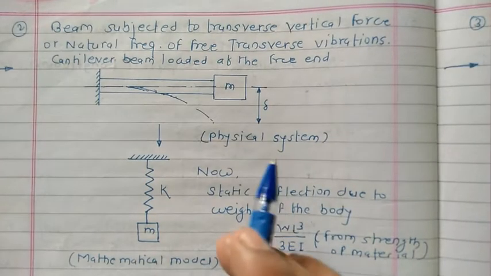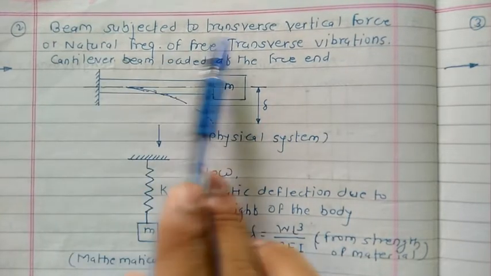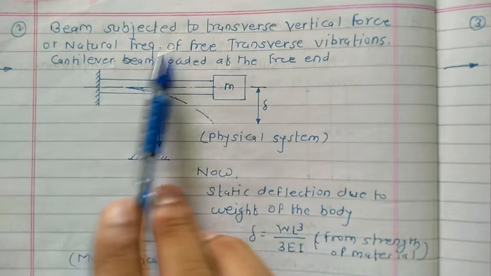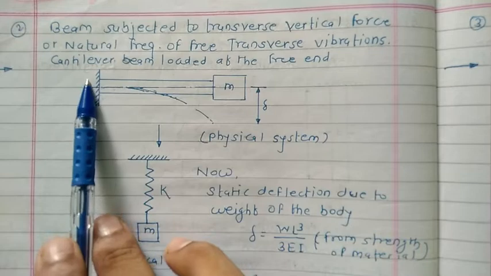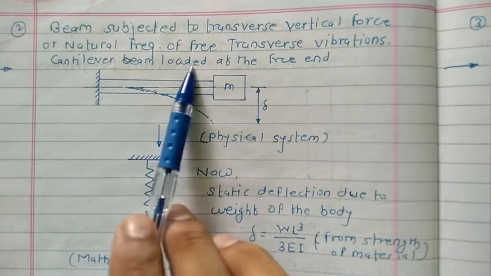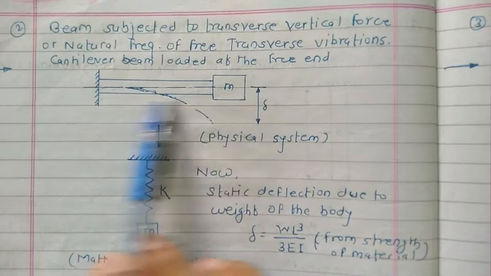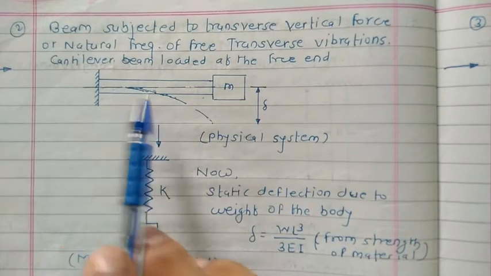Now if we consider the transverse vibration in the system like this one, where the beam is subjected to a transverse vertical force, or the natural frequency of the free transverse vibration. For that, let us consider the cantilever beam loaded at the free end like this one. So this mass is attached at the end of the beam.